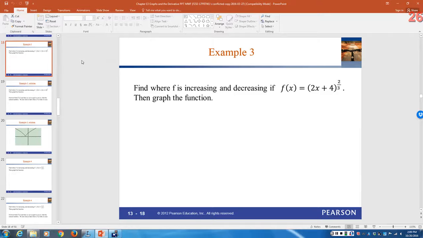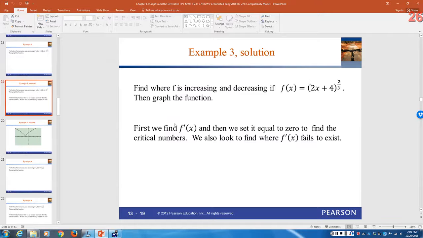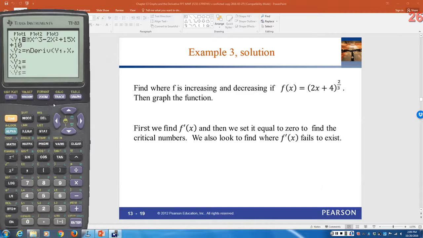And we can do the same thing with example 3, but I'm not going to belabor this point. That's not something I'm really interested in doing in chapter 13, because most of the time what we're really going to do is look at the graphing calculator and get our graphs. So we're going to find f prime, and actually I found f prime by graphing it. So 2x plus 4, close the parentheses, delete all the rest of that stuff, and raise it to the power of 2/3.